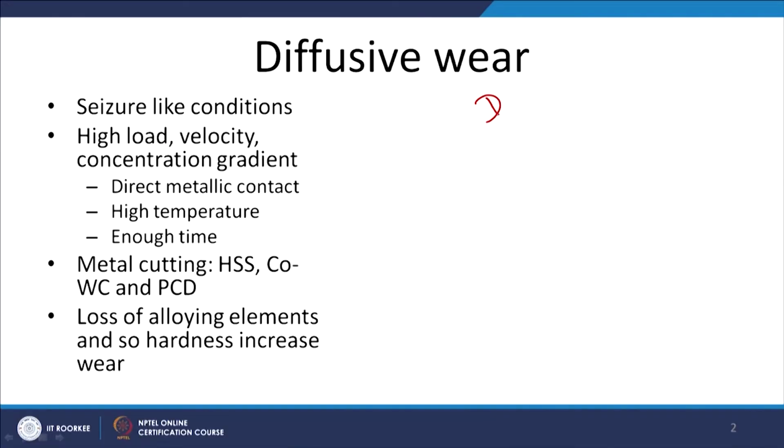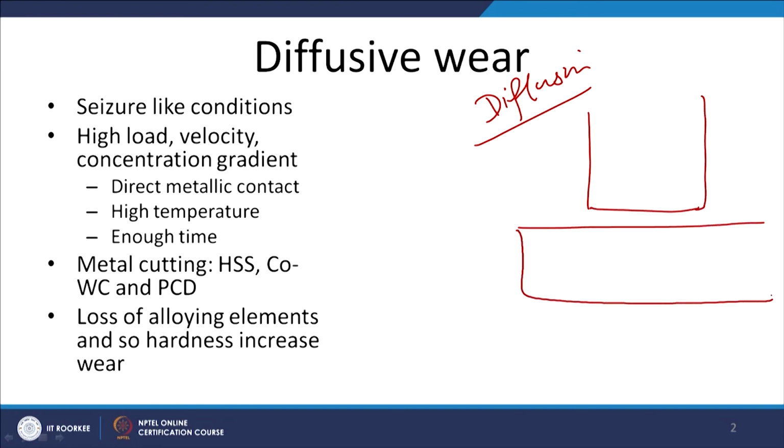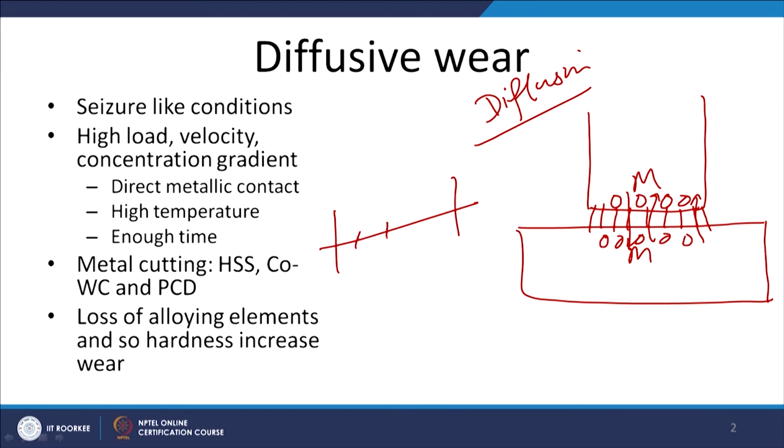So, starting with diffusive wear, we know that in diffusive wear, diffusion is the basic mechanism. For diffusion, what is important is that the components which are interacting must be in direct metal to metal contact for diffusion to take place. This is a requirement because diffusion means diffusion of atoms from one side to another, and for this it is necessary that there is a direct metallic intimacy between the two.